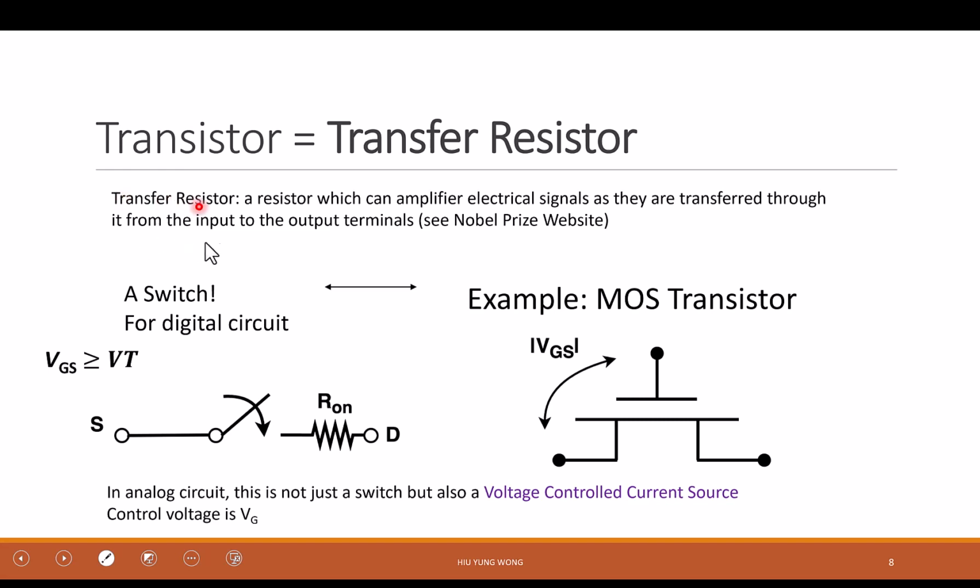Transistor, right? It is a transfer resistor. Why do I keep emphasizing the transfer aspect? That is because it has 3 terminals. It is so special because we use a third terminal, which is called the gate, to control the resistance or the current or conductance, whatever you want to call it, at the other 2 terminals. So it's as simple as the switch on the wall, right?